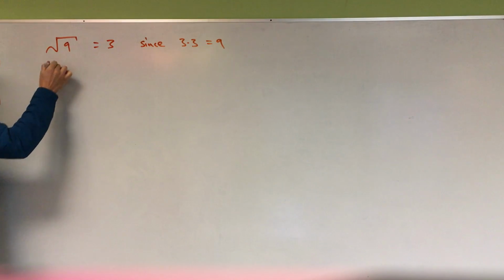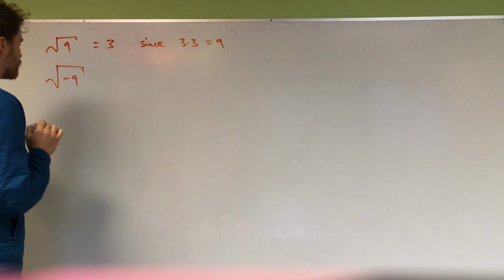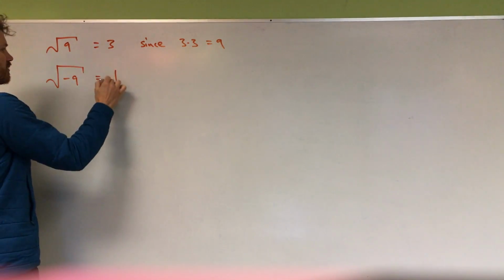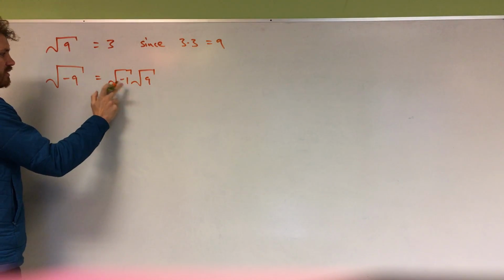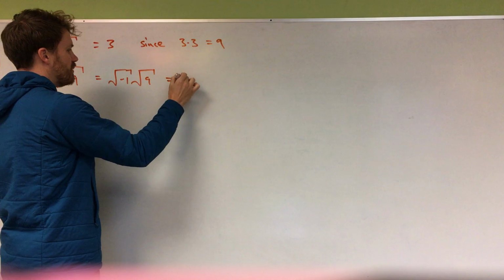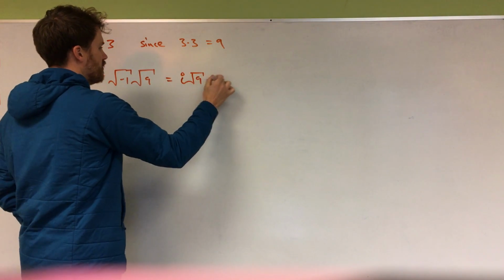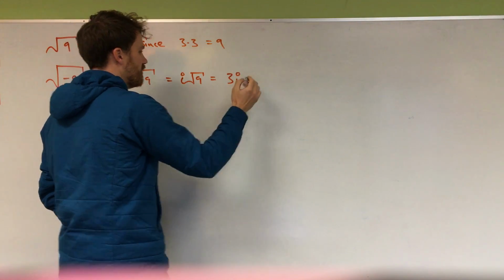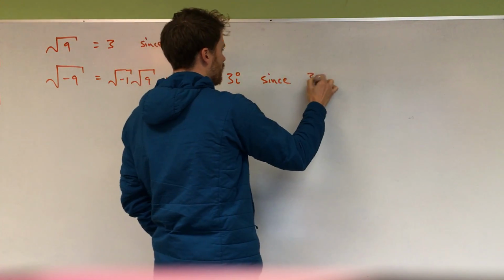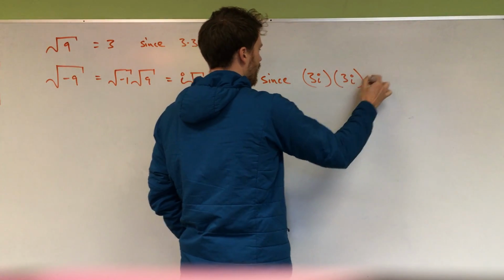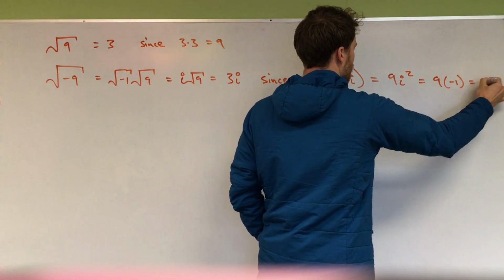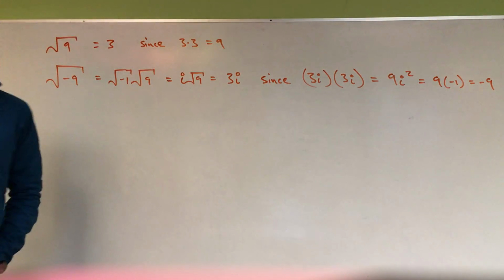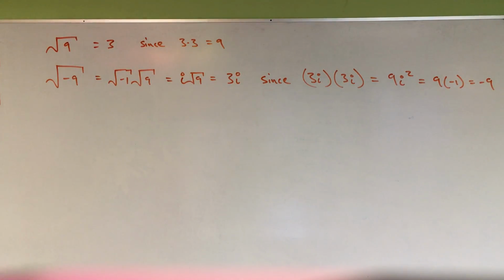Extending that to negative numbers, remember that what we decided this would be is the square root of negative 1 times the square root of 9. Then we defined this guy right here to be i, so this could be i times the square root of 9, which is now 3i, and that is true since if we multiply 3i by 3i, we get 9i squared, which is 9 times negative 1, which is negative 9. So we should be fairly familiar with square roots, so no major surprises there.